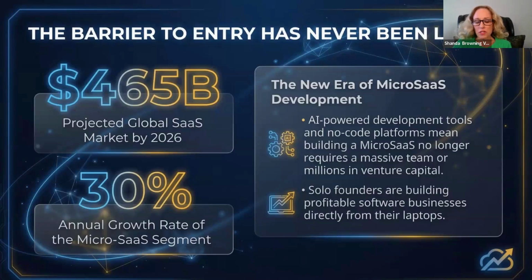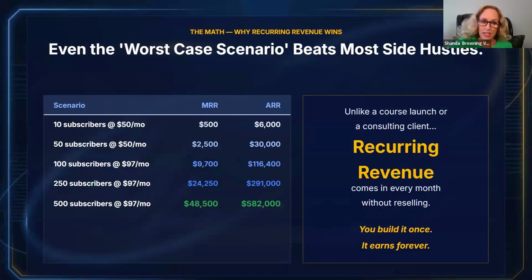Approximately, I'd say like $20 to start with a Lovable or a Base44 or a Replit account to get started. And the projected global SaaS market for 2026 is $465 billion with a 30% annual growth rate. So this is the best time to start learning these skills and being able to develop solutions for real world problems. It's never been easier or less expensive to get started. So let me give you an example. Even the worst case scenarios beat most side hustles.